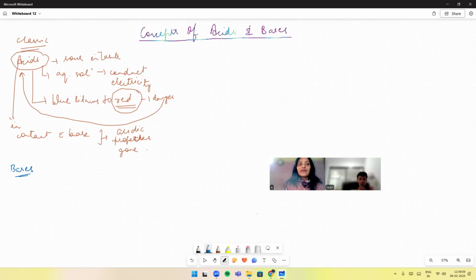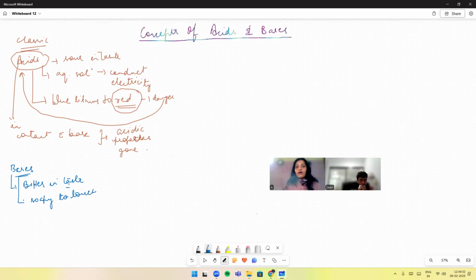So bases are bitter in taste. B for bases, and B for bitter. For example, soap: if by chance soap goes into your mouth, you are going to feel a little bitterness. Bases are also very soapy to touch.